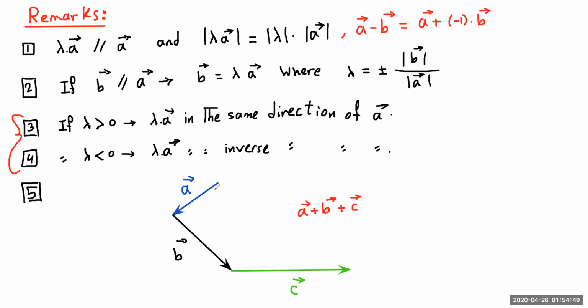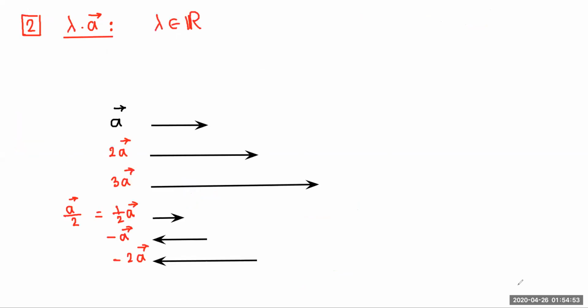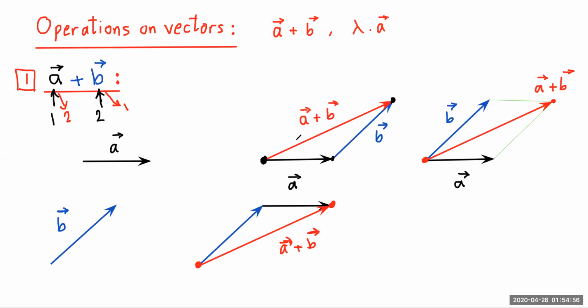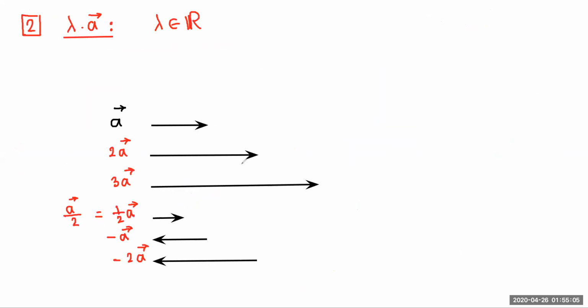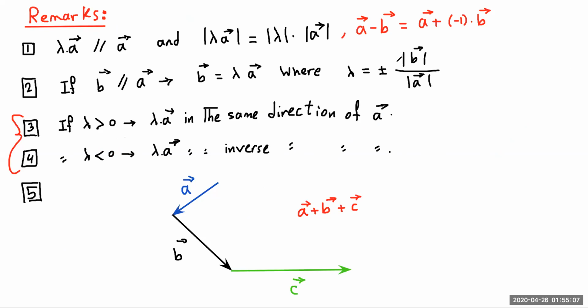Finally here, we can generalize the last definition of the addition of two vectors for more than two vectors, for three vectors. So if we have three vectors A, B, C, then the vector A plus B plus C will be like this: the beginning of the first vector and the ending of the last vector.